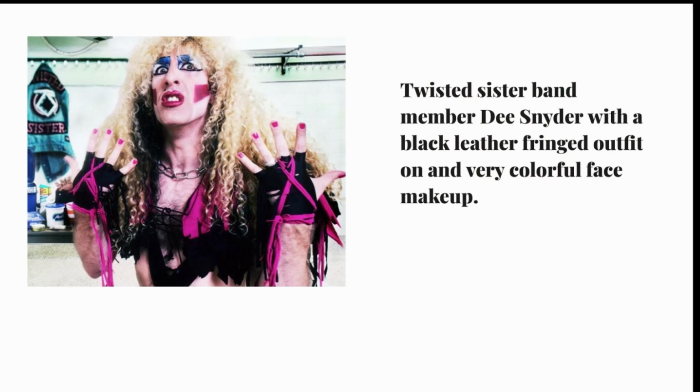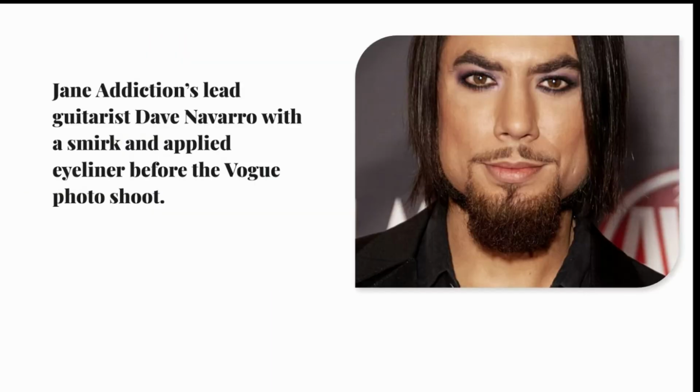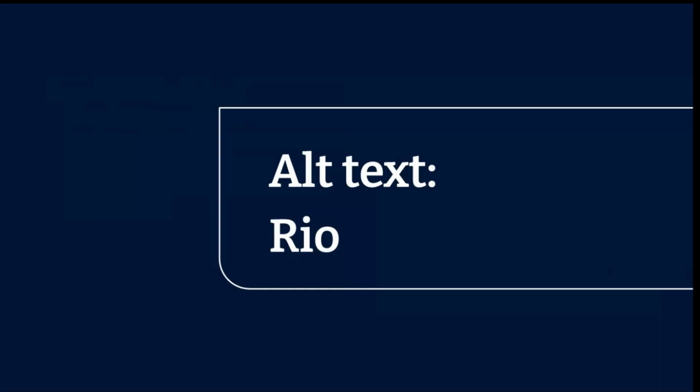So I have Twisted Sister band member Dee Snider with black leather fringed outfit on and a very colorful face makeup. There's a lot of ways you can describe this, and how much you describe it depends on the context, right? And then I have a very smug Dave Navarro wearing eyeliner before a photo shoot. They're both men with makeup, but the alternative text really defines and gives a picture for our viewers.